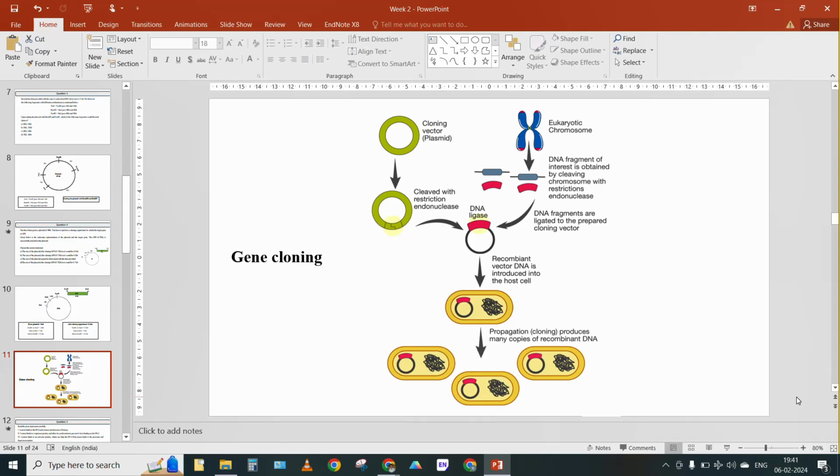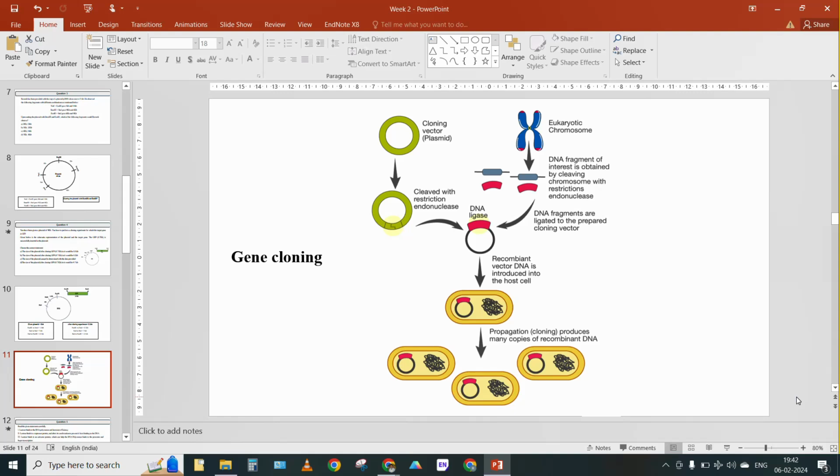Moving forward to the next step, which is selection of a vector. A vector is a carrier DNA molecule into which the target gene is inserted. Common vectors include plasmids or viral vectors. The choice of vector depends on factors such as the size of the gene and the host organism. The next step is digestion with restriction enzymes. Both the vector and the target DNA are cut using restriction enzymes. These enzymes recognize specific DNA sequences and create sticky ends that facilitate the subsequent joining of the vector and the gene of interest.